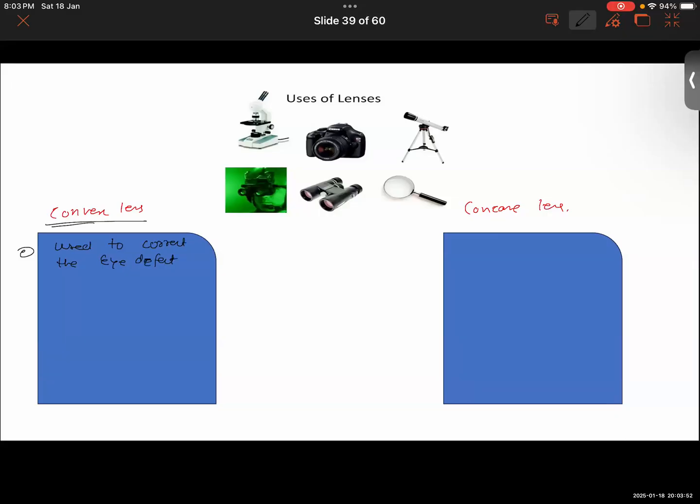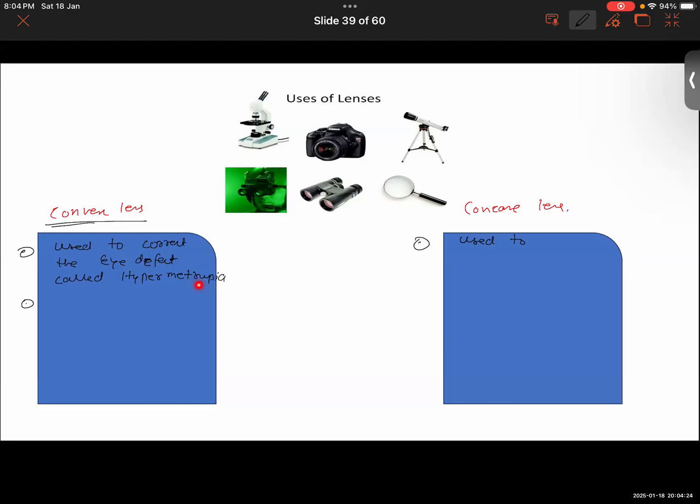So the convex lens is used to correct the eye defect called hypermetropia. Talking about the concave lens, this is also used to correct an eye defect. By the way, hypermetropia is an eye defect where the person is able to look at objects that are kept far away, but is unable to look at objects that are kept nearby.